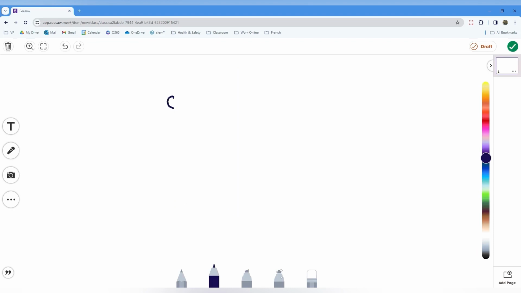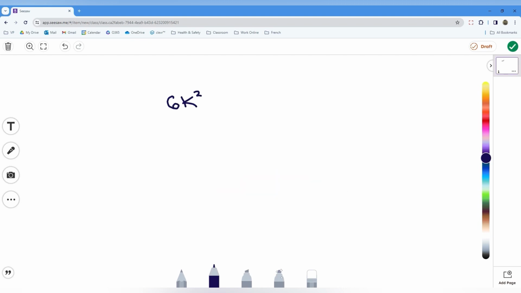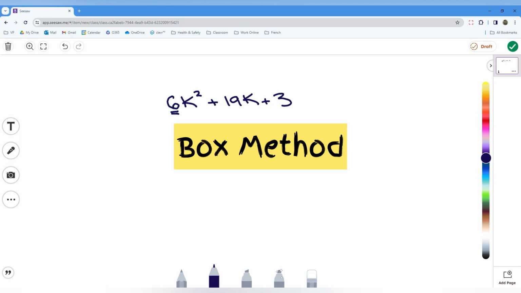If we had a trinomial that was 6k squared plus 19k plus 3. Now, this is the easiest method that I can use to factor quadratics, and it works for the simple trinomials, which is when the leading coefficient is just a 1, so it's just like a k squared or an x squared, or the messy trinomials when we have any other number here. And the process is quite simple.